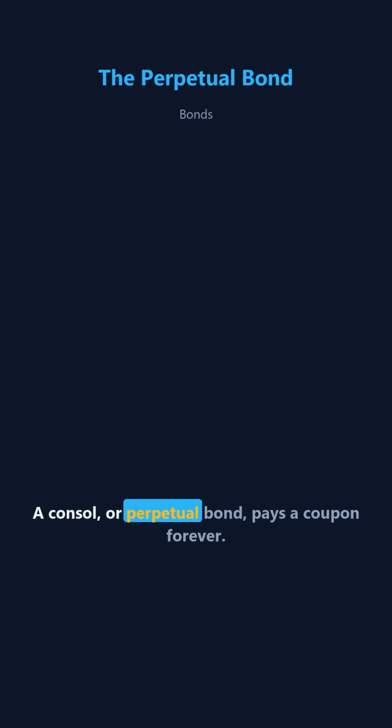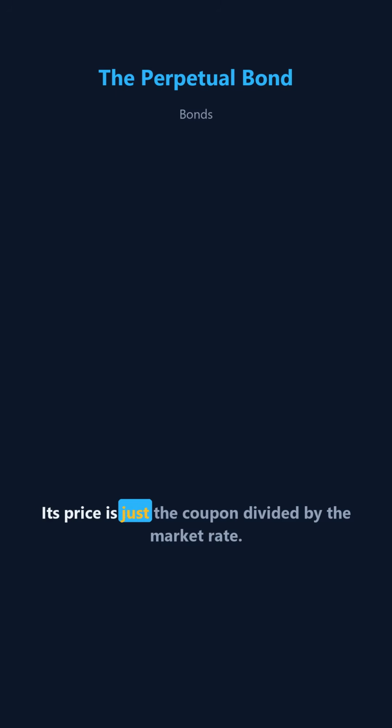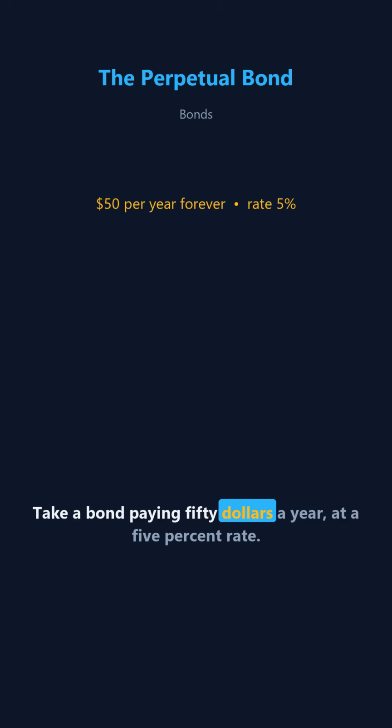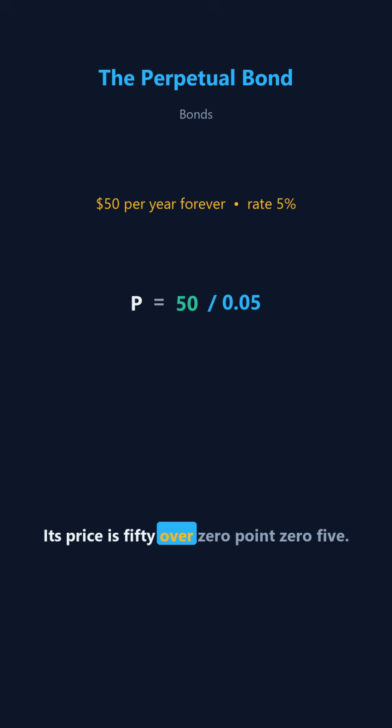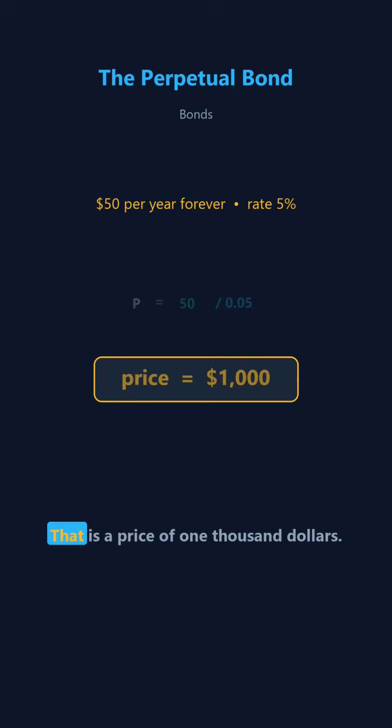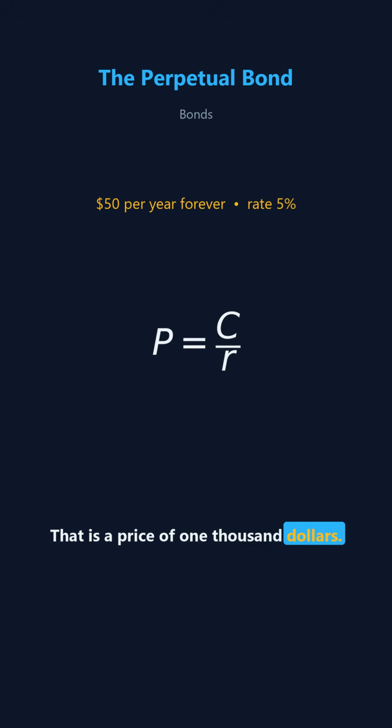A consol or perpetual bond pays a coupon forever. It never repays a face value. Its price is just the coupon divided by the market rate. Take a bond paying $50 a year at a 5% rate. Its price is 50 over 0.05. That is a price of $1,000.